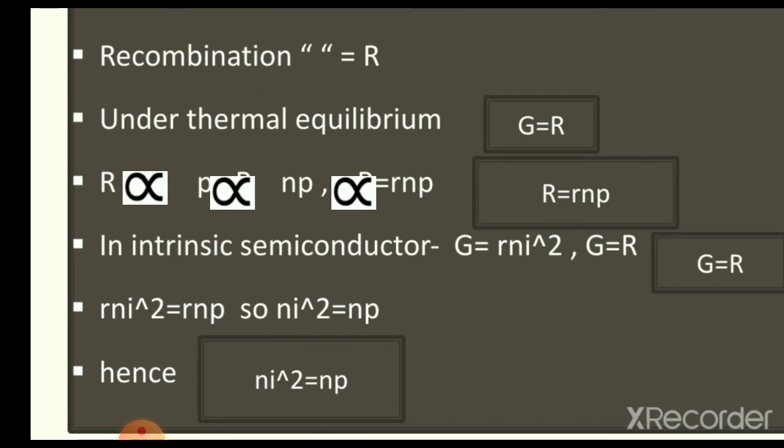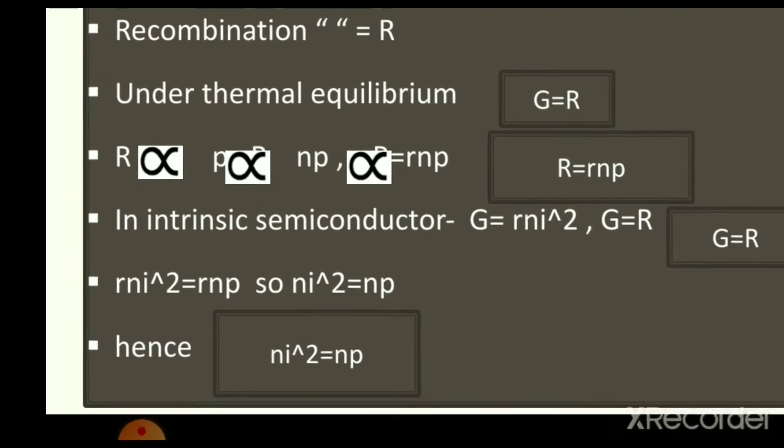So we prove the product of concentration of free electrons and the concentration of holes is equal to the square of intrinsic carrier concentration. I hope you guys understand.